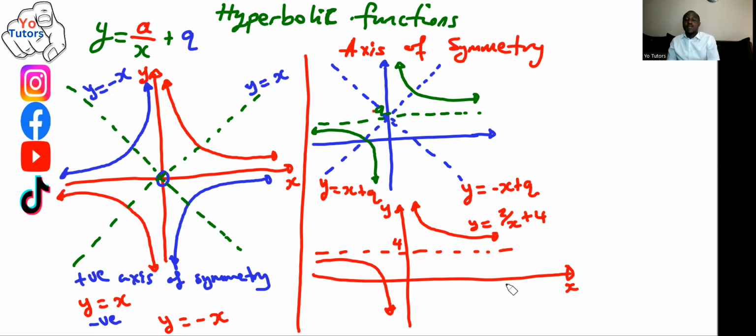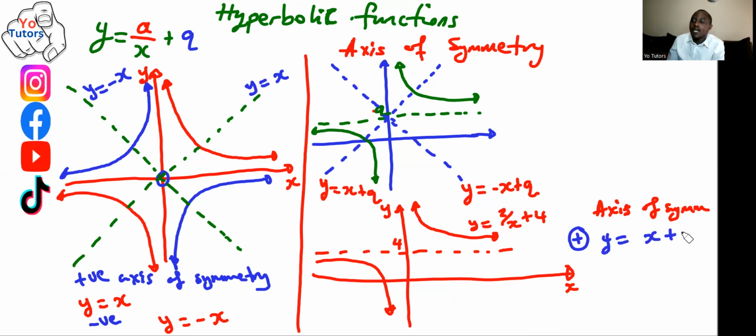Now, if it's 2 over x plus 4, it means that the axis of symmetry here, I'm just going to put it in short like that. Then again, you must know that we have the positive. The positive in this case is going to be y equals x plus 4. That's all. Then the negative one is going to be y equals negative x plus 4. That's all, guys. You must not stress about anything in this case. Just know that these are your axes of symmetry, and that's how you get your equations.